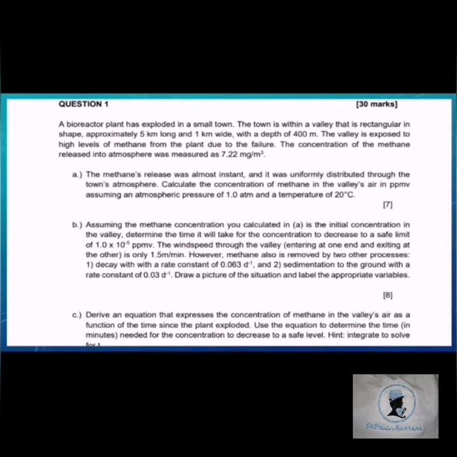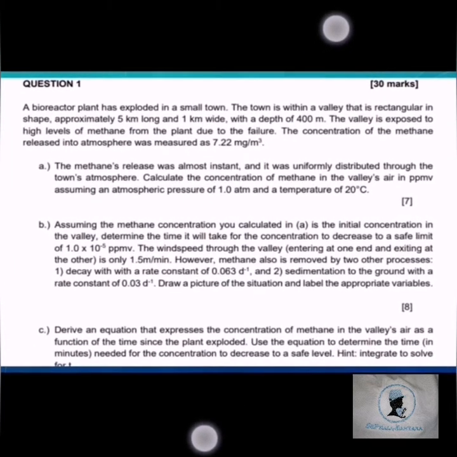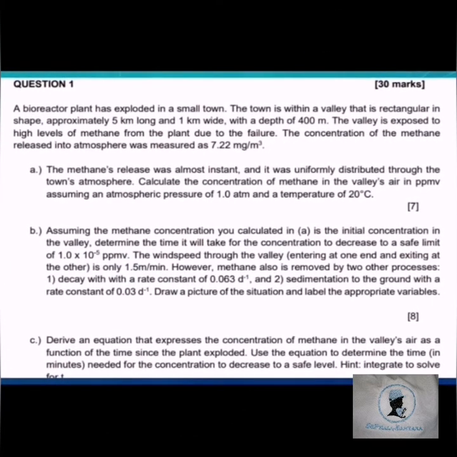So we have a question from our mid-test question one. It says that a bioreactor has exploded in a small town. The town is within a valley with a rectangular shape, approximately 5 kilometers long and 1 kilometer wide, with a depth of 400 meters. The valley is exposed to a high level of methane from the plant due to failure. The concentration of methane released into the atmosphere was measured as 7.22 milligrams per meter cubed.